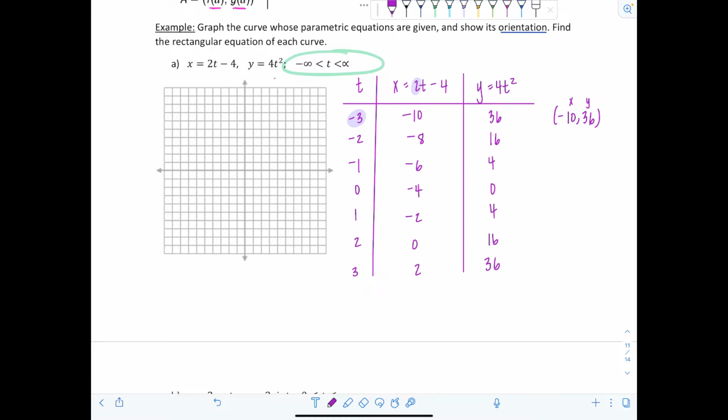Notice that ordered pair came from substituting t equals -3 into the parametric equations. Do you plot -3 anywhere? No. Okay, just the x and the y. Next ordered pair, -8, 16, -6, 4, -4, 0, -2, 4, 0, 16, and 2, 36.